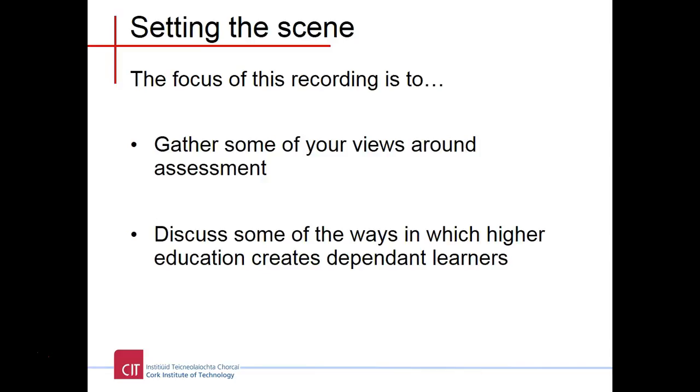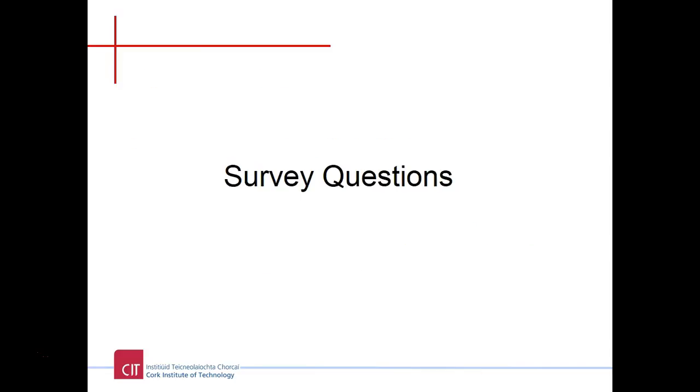So the next thing is that you're going to be presented with a number of multiple choice questions, and as I said, I'd like to gather your views, so whether you strongly agree with the statement or strongly disagree with the statement. So there's a 5-point scale there, and if you would enter your view or register your view based on that scale, it would be brilliant.